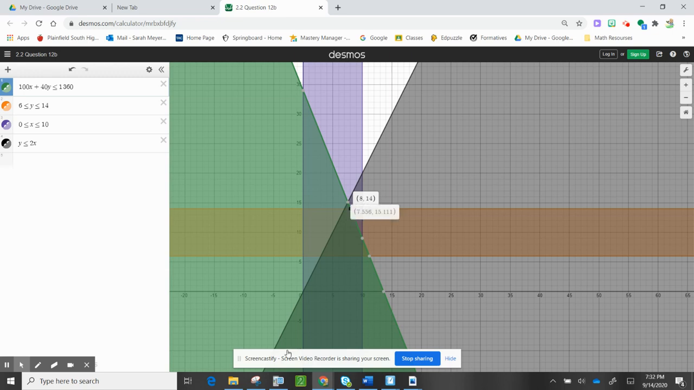And again, you can always use this Desmos where it can shade it for you. So all you have to do is know where to look. So you don't actually have to graph anything by hand if you have something that'll graph it for you.